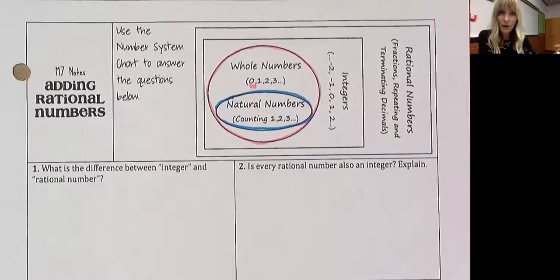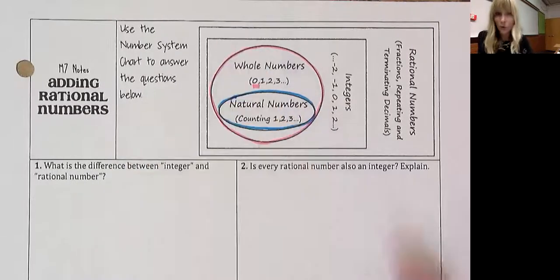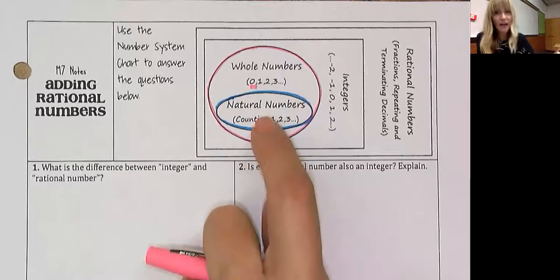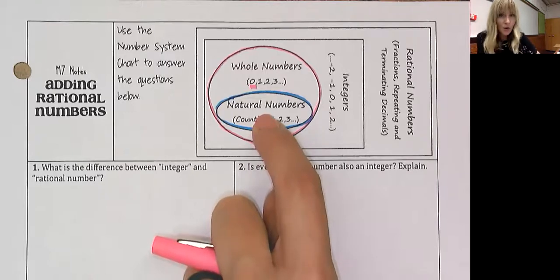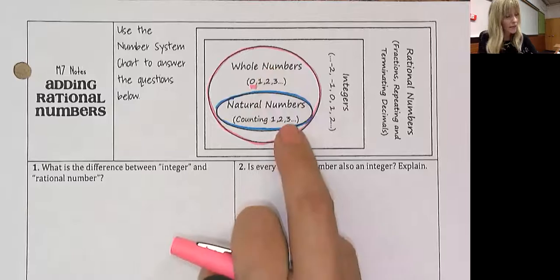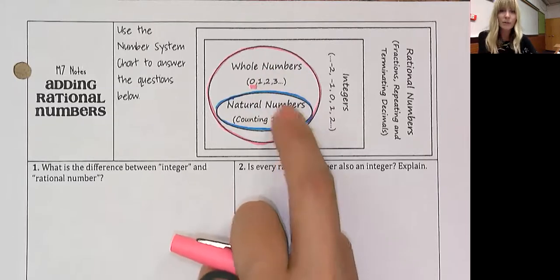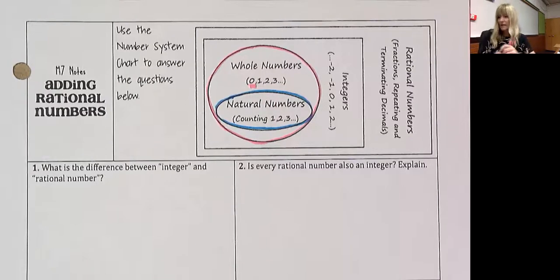Now that's also why in this chart, natural numbers is inside of whole numbers. Here's what that tells you. If a number is classified as a natural number, you know it is automatically also classified as a whole number. So the number 3, you can see it's in this natural numbers category, but it's also in this whole numbers category.